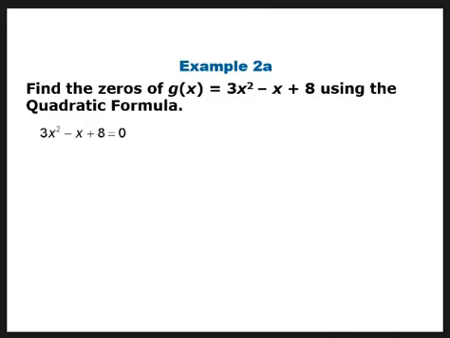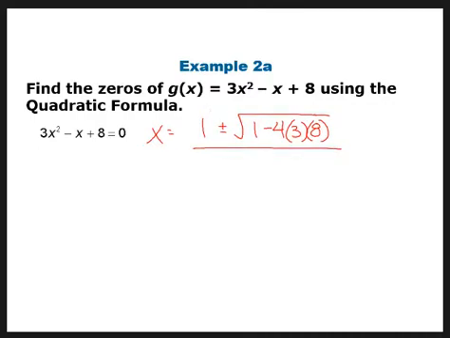All right, same idea. We're just going to work forward here. So x equals negative b. Now in this case, negative b is going to be 1 plus or minus the square root of b squared, well, it's just going to be 1 squared minus 4 times a times c, all over 2 times 3. Remember, if there's an x but there's nothing really in front of it, we have to assume that there's a 1 there.